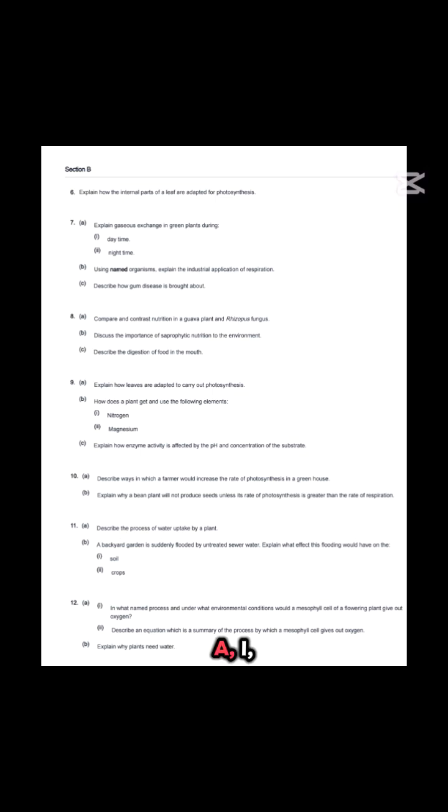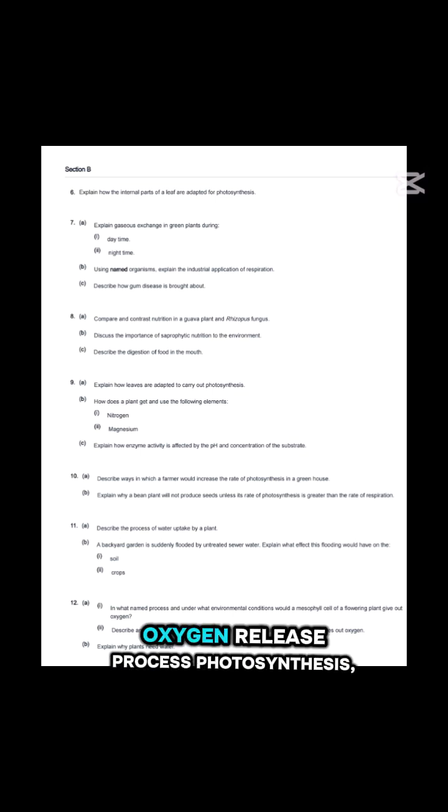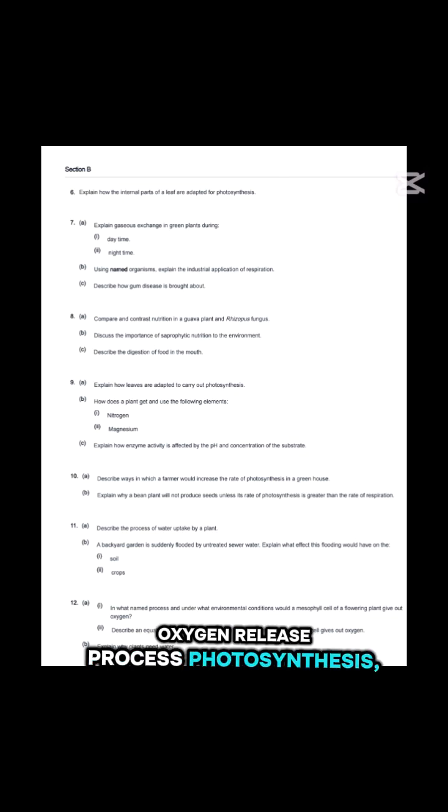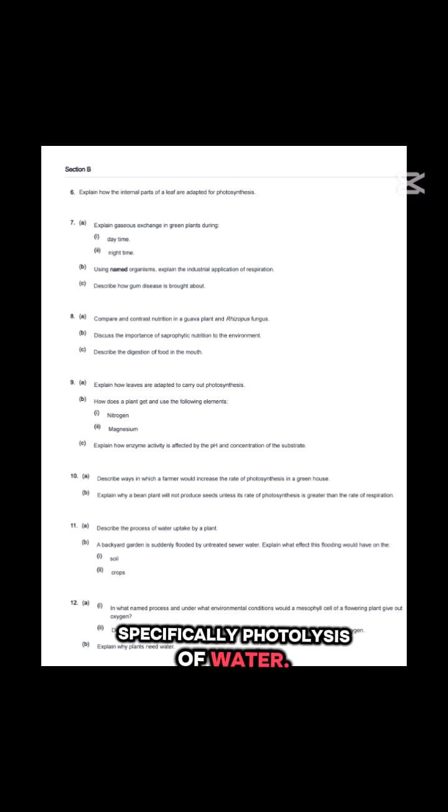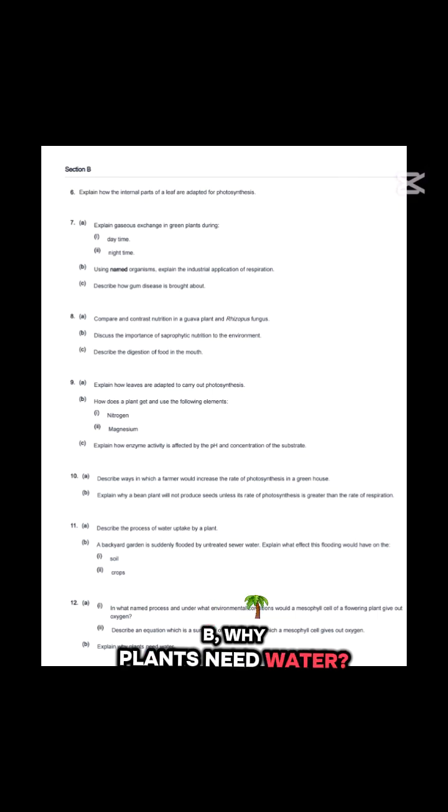Question 12. A. Process and conditions for oxygen release. Process: photosynthesis, specifically photolysis of water. Environmental conditions: high light intensity, optimal temperature, and adequate water supply. B. Why plants need water.